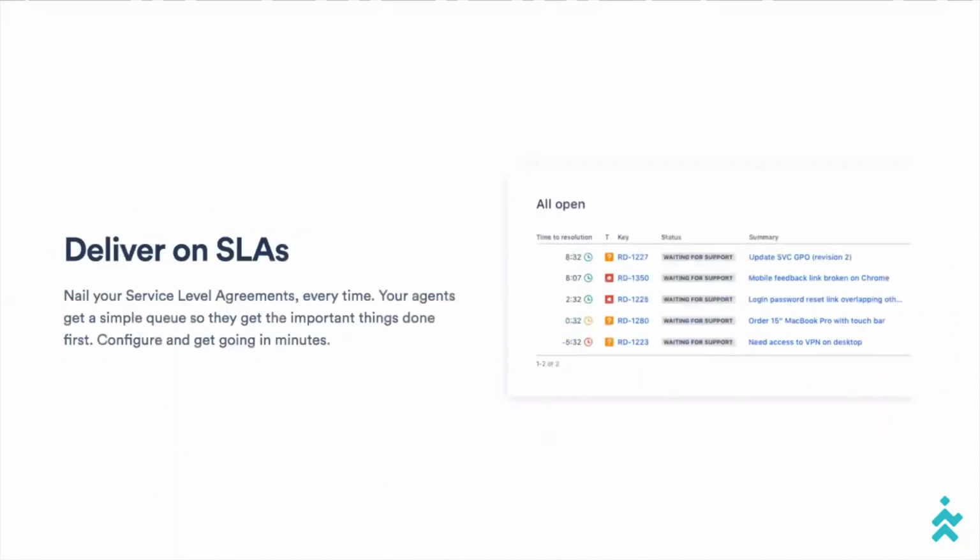SLAs are also an out-of-the-box functionality for Jira Service Desk. Your agents get a very simple queue, and they can easily see which issues need to be actioned first. We can see here that this SLA has been breached. We have this red clock here, and we're 5 hours overdue. SLAs are really important for many different companies, and each company has their own SLAs, and SLAs are very configurable within Jira Service Desk. This is an important thing to mention too.